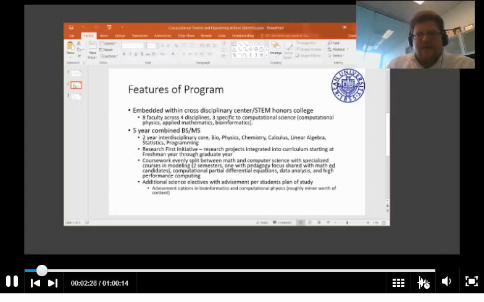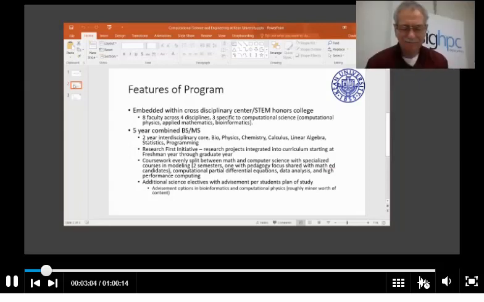In terms of the actual program itself, it's a 5-year combined bachelor degree, master's degree. We bring the students in as freshmen, run them through 4 years as undergraduates, and then we have an accelerated single year master's degree. The start of it is an interdisciplinary core of biology, physics, chemistry, calculus, linear algebra, statistics, and programming. That's not just our computational science students, but every student within the honors college. Then we bring in everyone through a general ed of STEM.